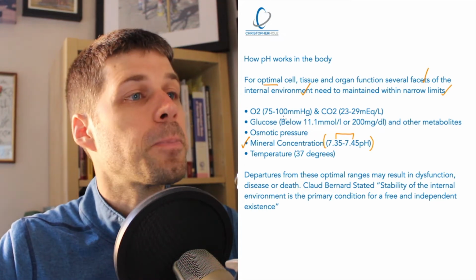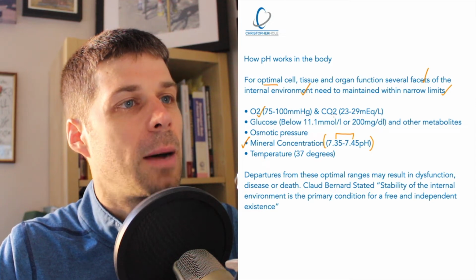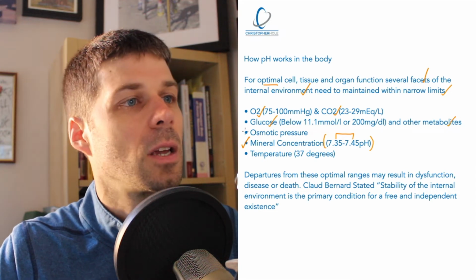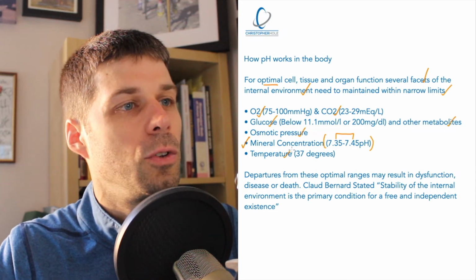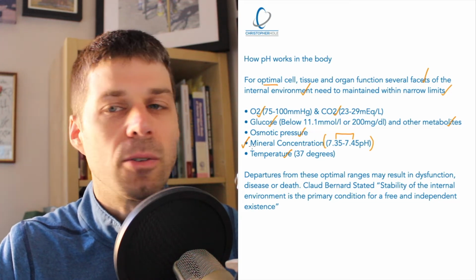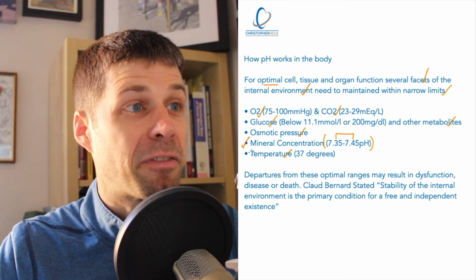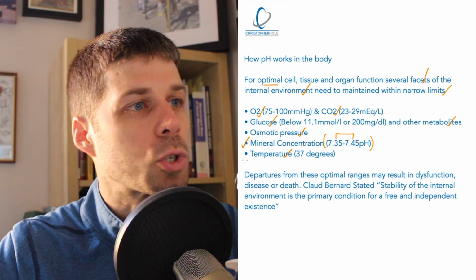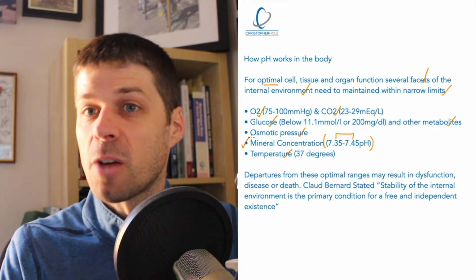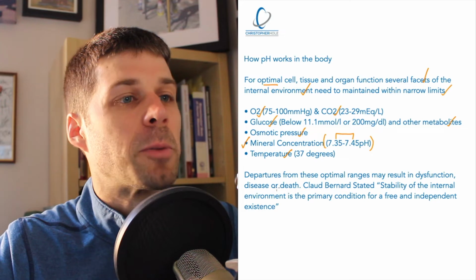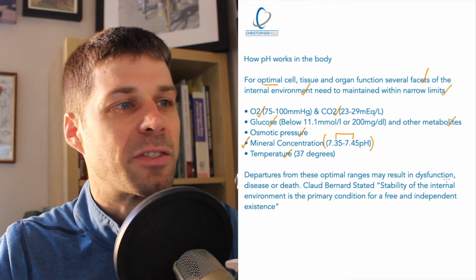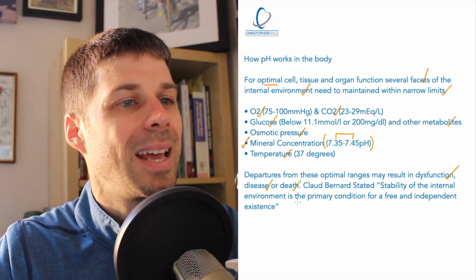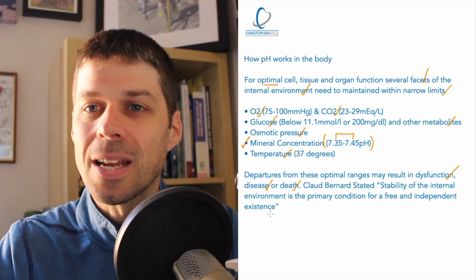Now, it's not just that. You've got oxygen and carbon dioxide concentrations, glucose concentrations and other metabolites, osmotic pressure, and temperature. So when we're talking about pH, all of these will have an effect on the pH, because it's not just the pH that needs to be maintained in an optimal range. It's also all of these. Some are more sensitive than others, and some have narrower ranges than others. But departure from these optimal ranges may result in dysfunction, disease, or death. So the stability of the internal environment is the primary condition for a free and independent existence.